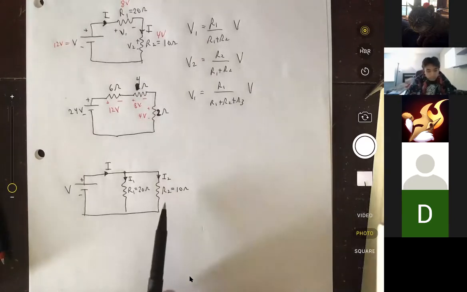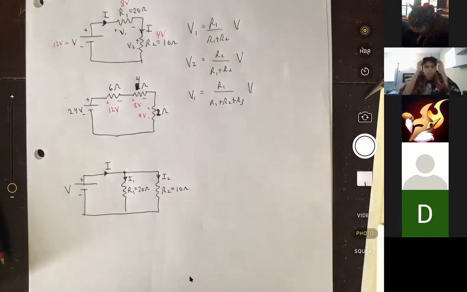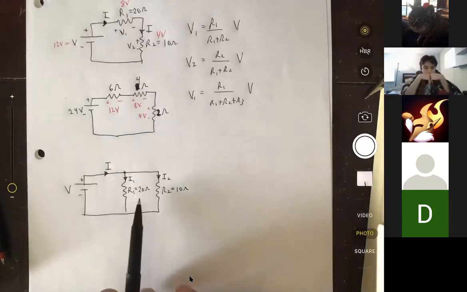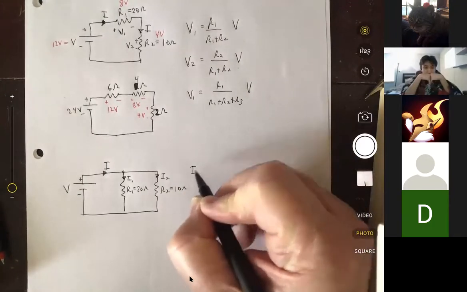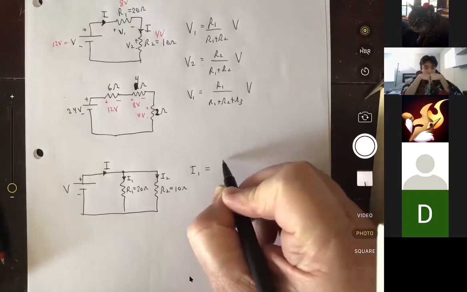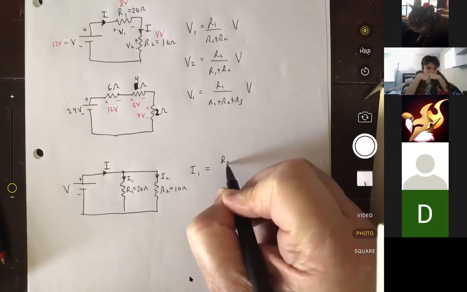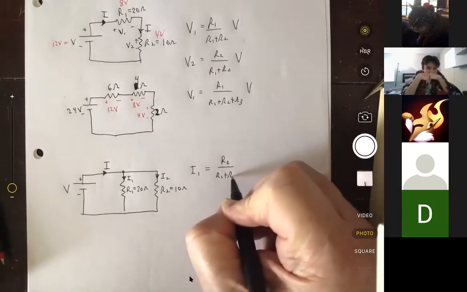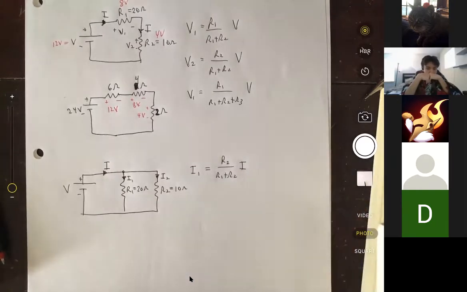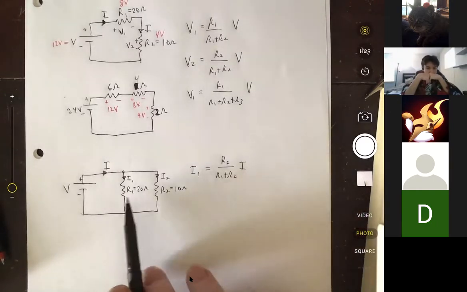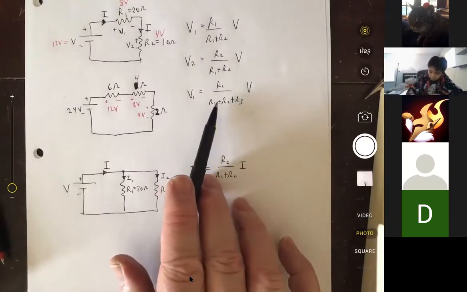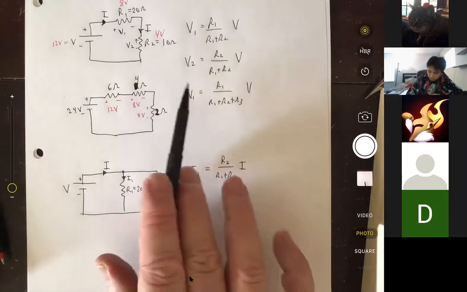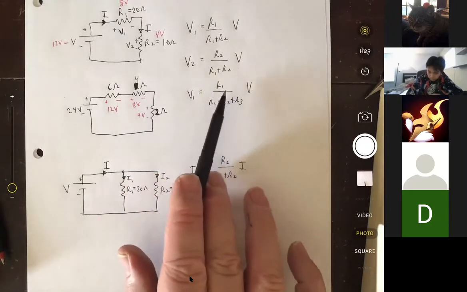And in fact, because R2 has half the resistance of R1, R2 is going to get twice the current of R1. And so you end up with an equation that looks like this. I1 equals R2 over R1 plus R2 times I. That is, the current through I1, unlike the voltage dividers, where if you want the voltage drop across R1, you're going to have R1 be in the numerator.